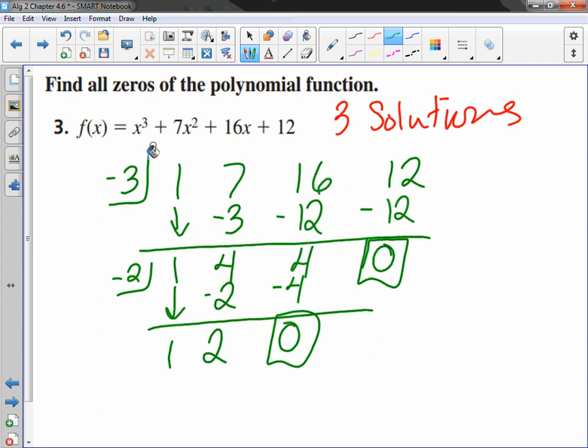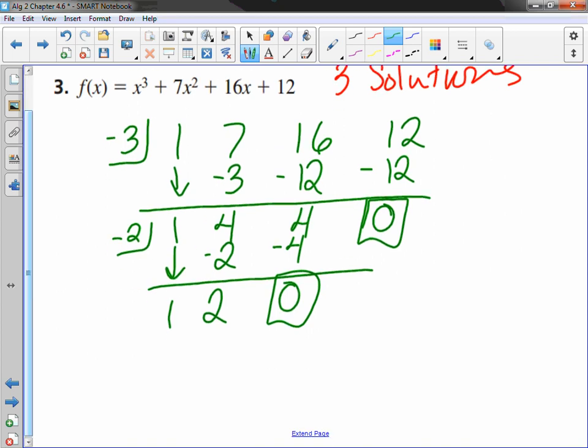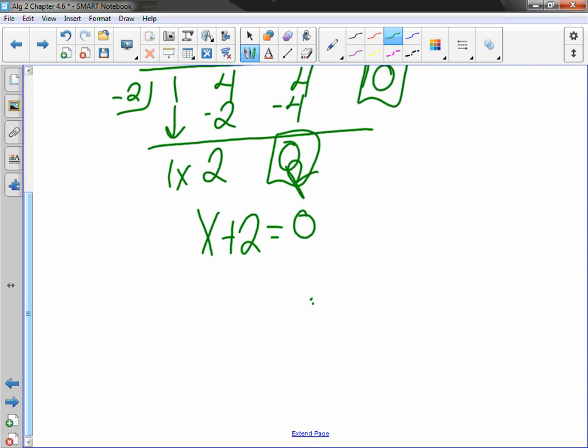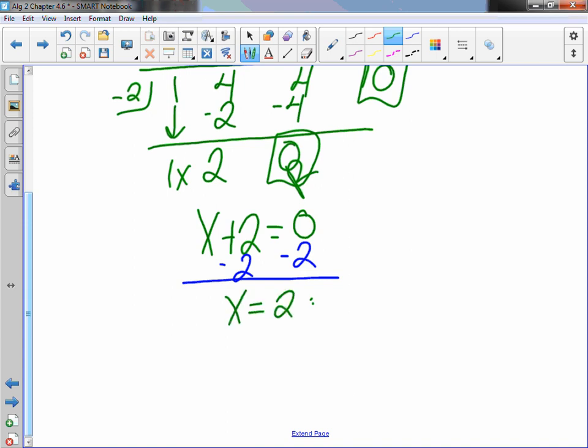Now on a cubic, getting 2 solutions is never a bad thing, because we've decreased the degree by 2. So if it was a degree 3, we decrease it by 2. We're left with a degree 1. So I just have x plus 2 equals 0, yes? At this point, this is the easiest thing we solve, isn't it? Minus 2 from both sides. x is equal to negative 2.